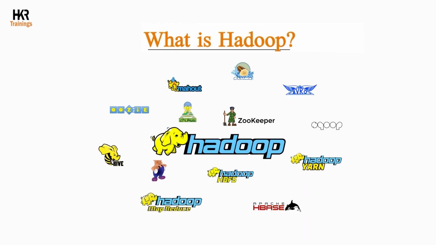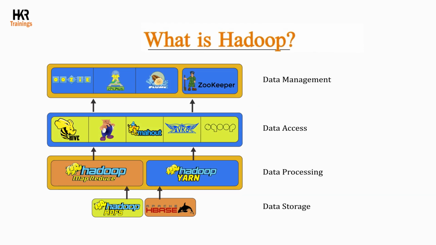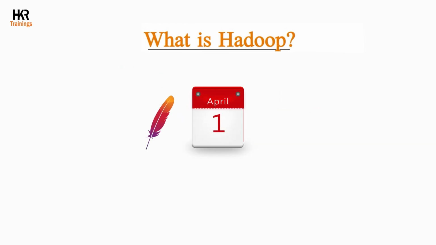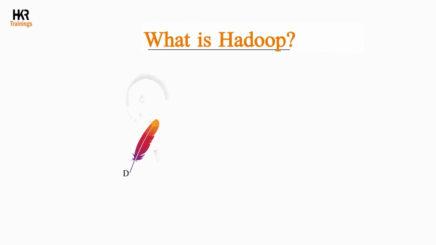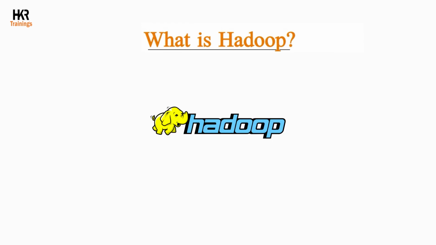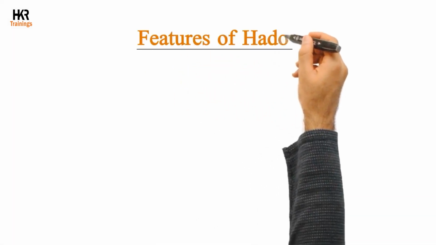Due to its extensibility, there is a significant growth in the Hadoop ecosystem. Hence, Hadoop is now holding multiple tools and applications that help in collecting, storing, analyzing and managing the data. The first release of Apache Hadoop was on April 1, 2006, created by Doug Cutting and Mike Cafarella. Hadoop is a unique tool and most efficient when compared to the other available tools and technologies like Snowflake, Cloudera, Google Cloud BigQuery.